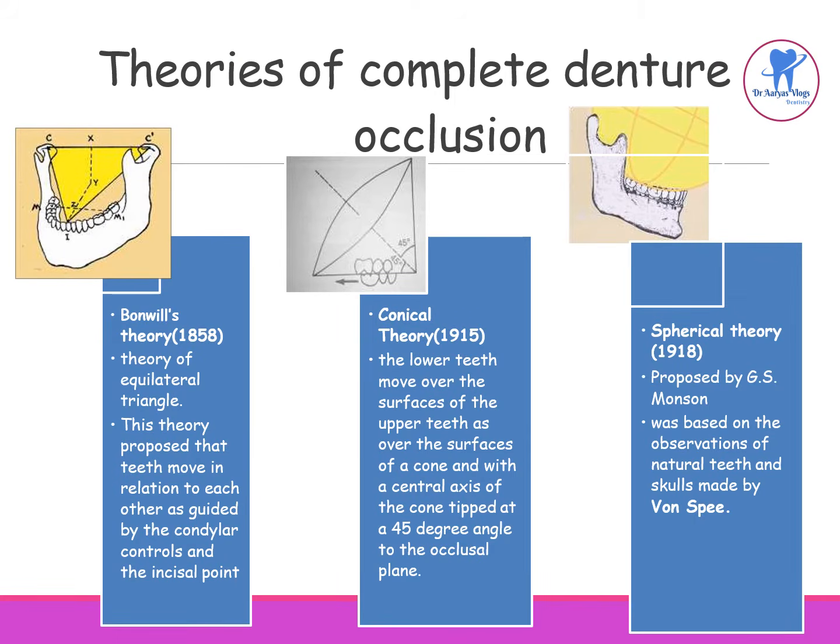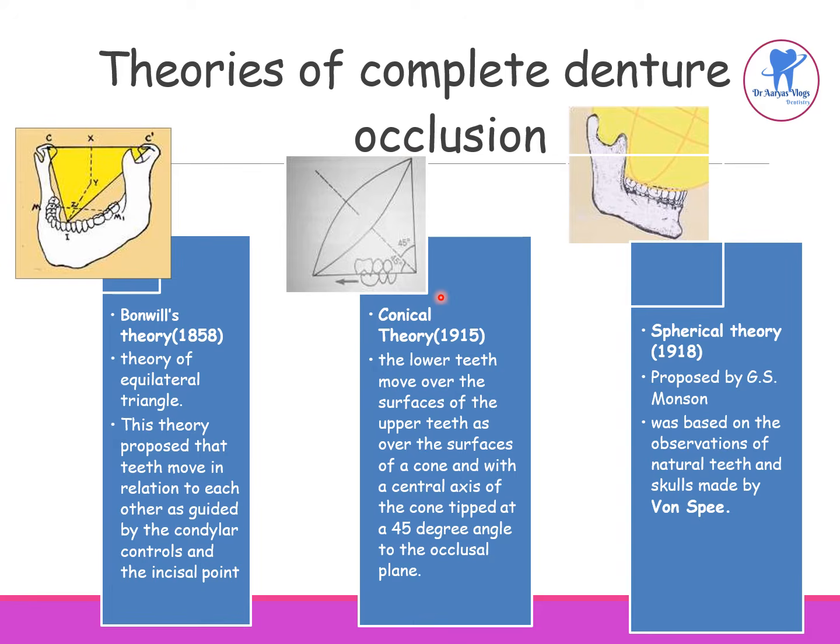Coming to some theories of complete denture occlusion. First one is Bonwill's theory, in 1858. It is the theory of equilateral triangle. Here the teeth move in relation to each other as guided by the condylar controls and the incisal point. This is the condylar control and here is the incisal point. This is the Bonwill theory.